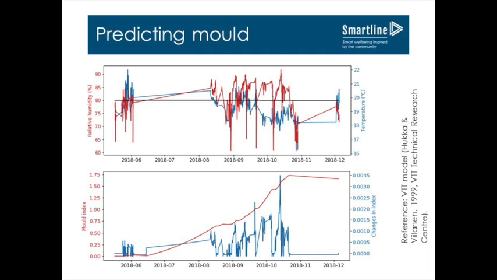So here I have in the top plot the relative humidity and temperature for one of the Smartline properties. And the black line shows the critical relative humidity level from the VTT model, above which mould growth generally starts to begin. The bottom plot shows the predicted mould level using the VTT model on those measurements. So we can see that in the bottom plot, when the mould prediction starts to grow with the red line, when the relative humidity, again the red line in the top plot, goes above that critical level, and it starts to decline when the relative humidity drops below that critical level.